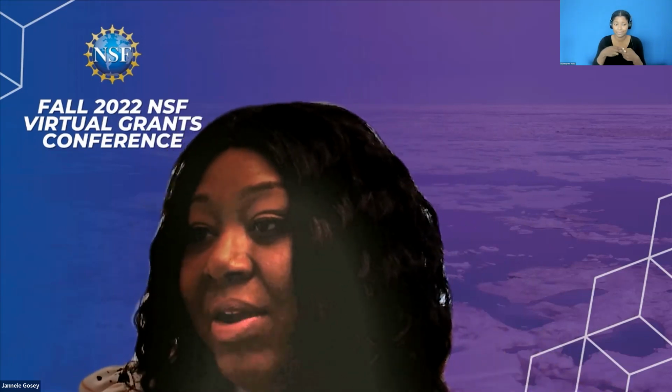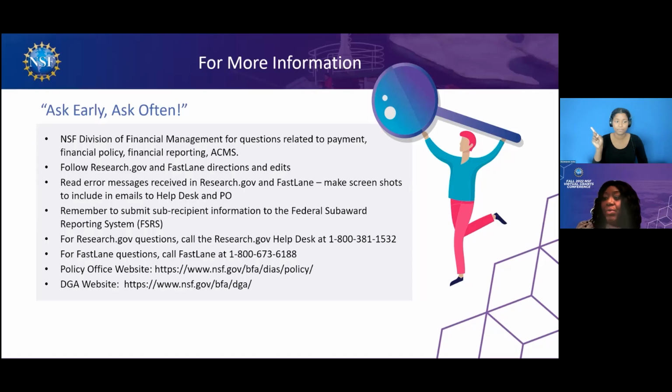So let me go to this last slide. This last slide here is basically giving you where you can go to get more information. So if you need more information about drawing down, how to draw down, where to draw down, you want to reach out to our Division of Financial Management. The name of the system is ACMS. Okay, you want to follow research.gov and Fastlane for directions and edits.